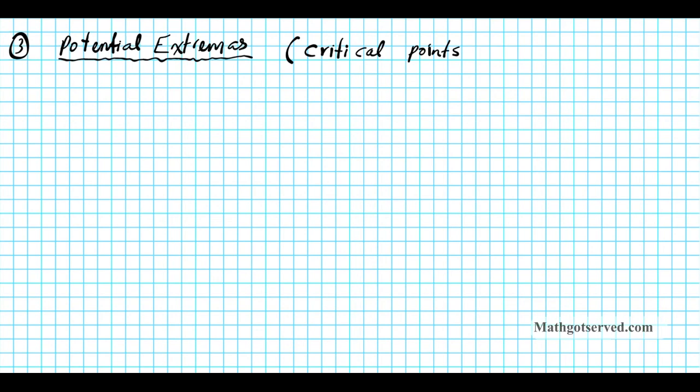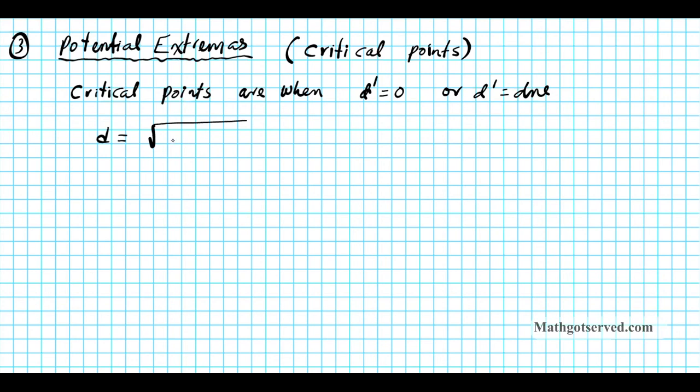So how do we find the critical points? Critical points are when the derivative, we're dealing with d, that's our function this time, where d prime is equal to 0 or d prime does not exist. Okay, so these are the two conditions we are going to be solving for. So let's start by writing down what our distance function is. Our distance function d is the square root of x to the fourth minus x squared plus 1.